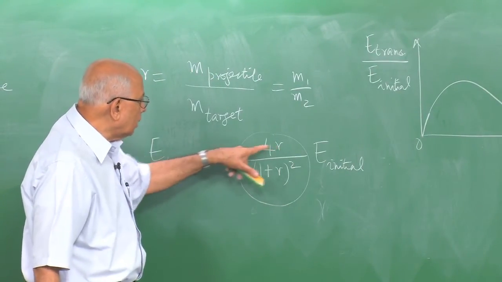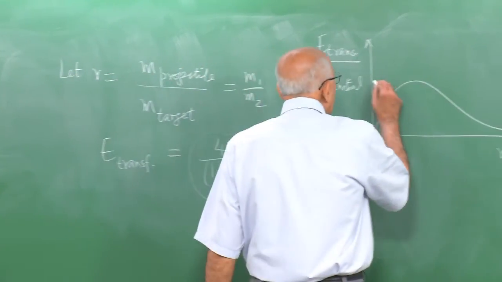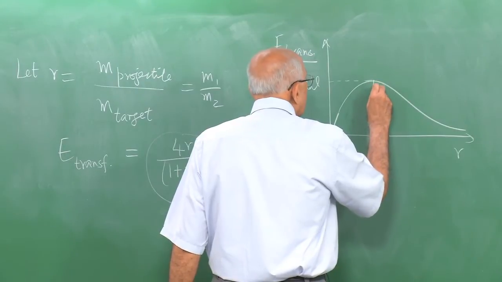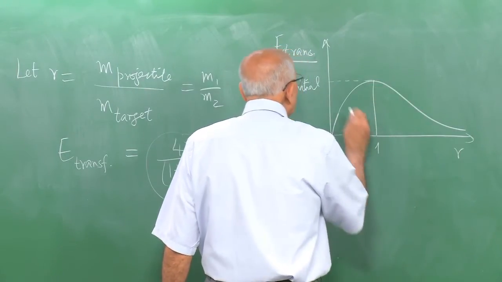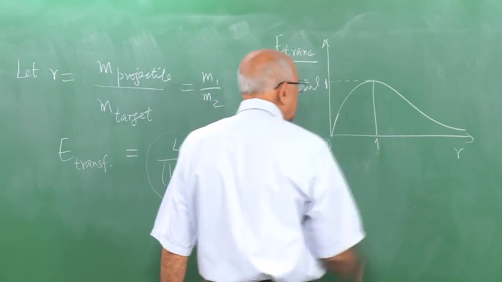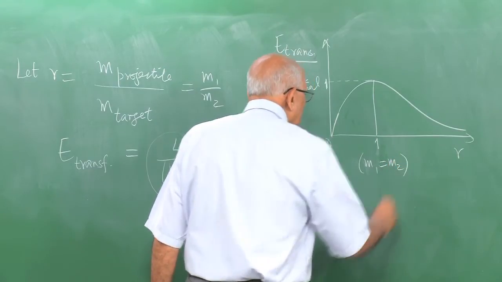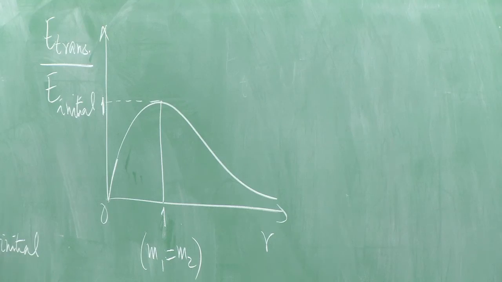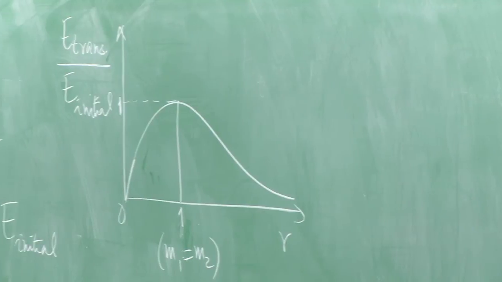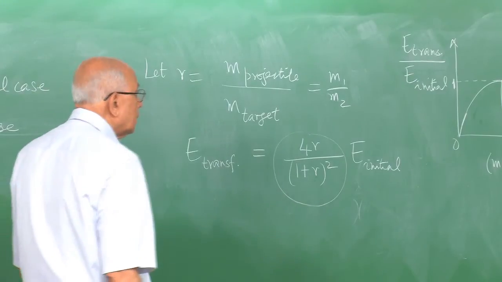When r is 1, the numerator is 4, the denominator is 4, and the ratio is 1. So you have complete transfer of energy at the point 1, and this is 1. And this is the situation when m1 equals m2. As we saw already, when the masses are equal, when the projectile has the same mass as the target, it transfers all its energy to the target, and the target goes off with the full amount of initial energy.